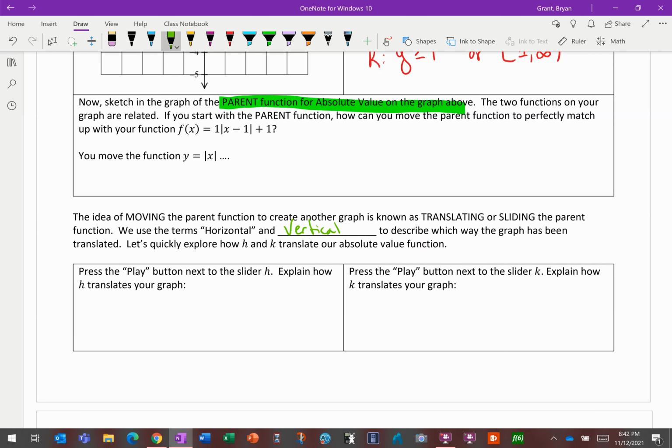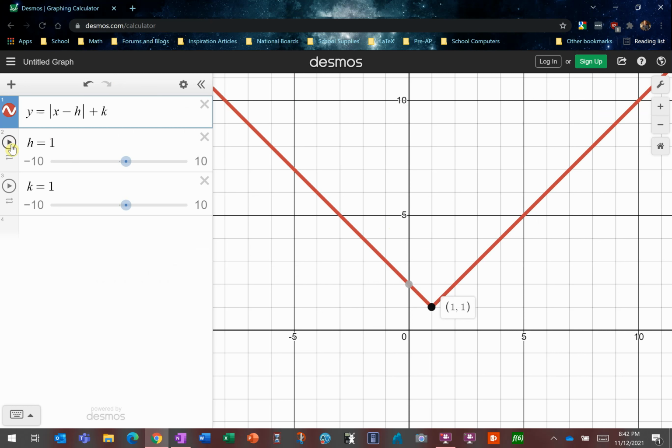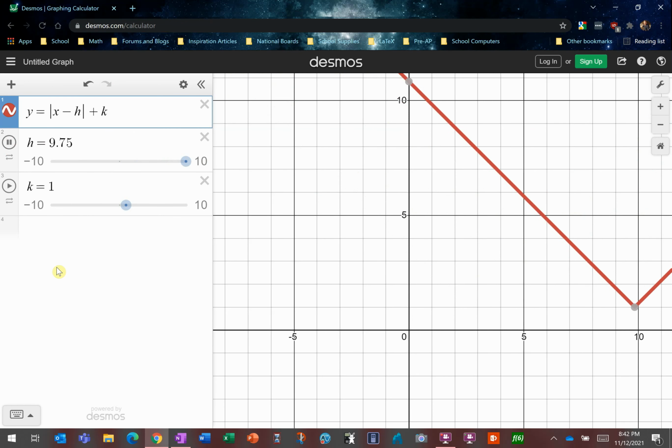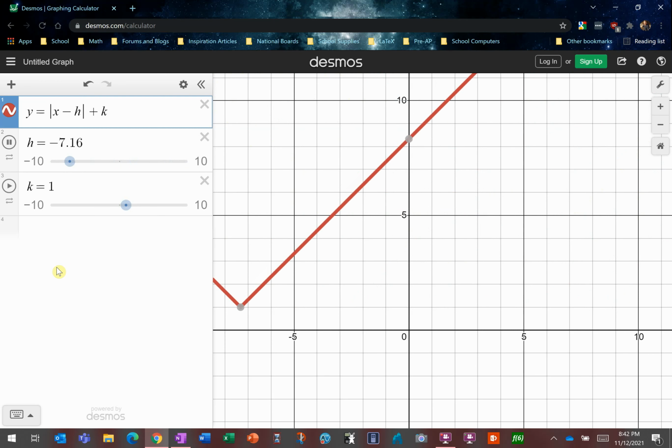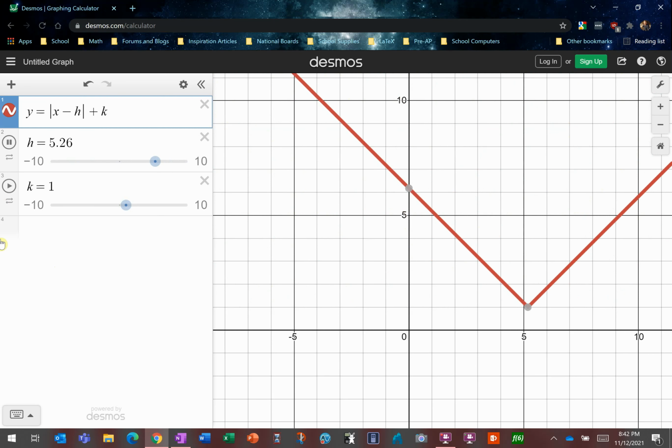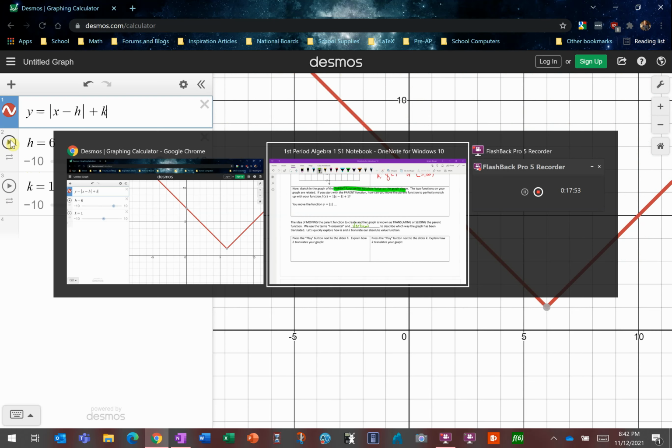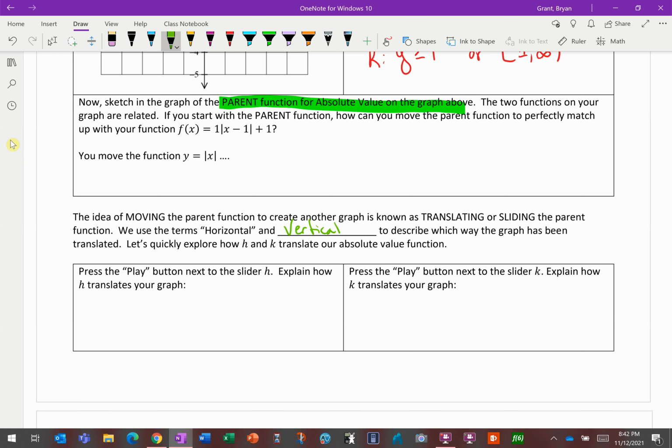I'm going to go back to Desmos, and I'm going to go ahead and hit the play button over here for h. And what that's going to do is it's going to move my h values up to 10, and then back down to -10, and then up to 10, back and forth, and it's going to let us see the effects on the graph. So I'm going to hit play, and you can see it moving. How would you describe the movement of that graph? Well, hopefully you described that movement as horizontal movement, side-to-side movement. So in this box down here, explain how h translates your graph. You could say side-to-side or horizontal or anything like that.